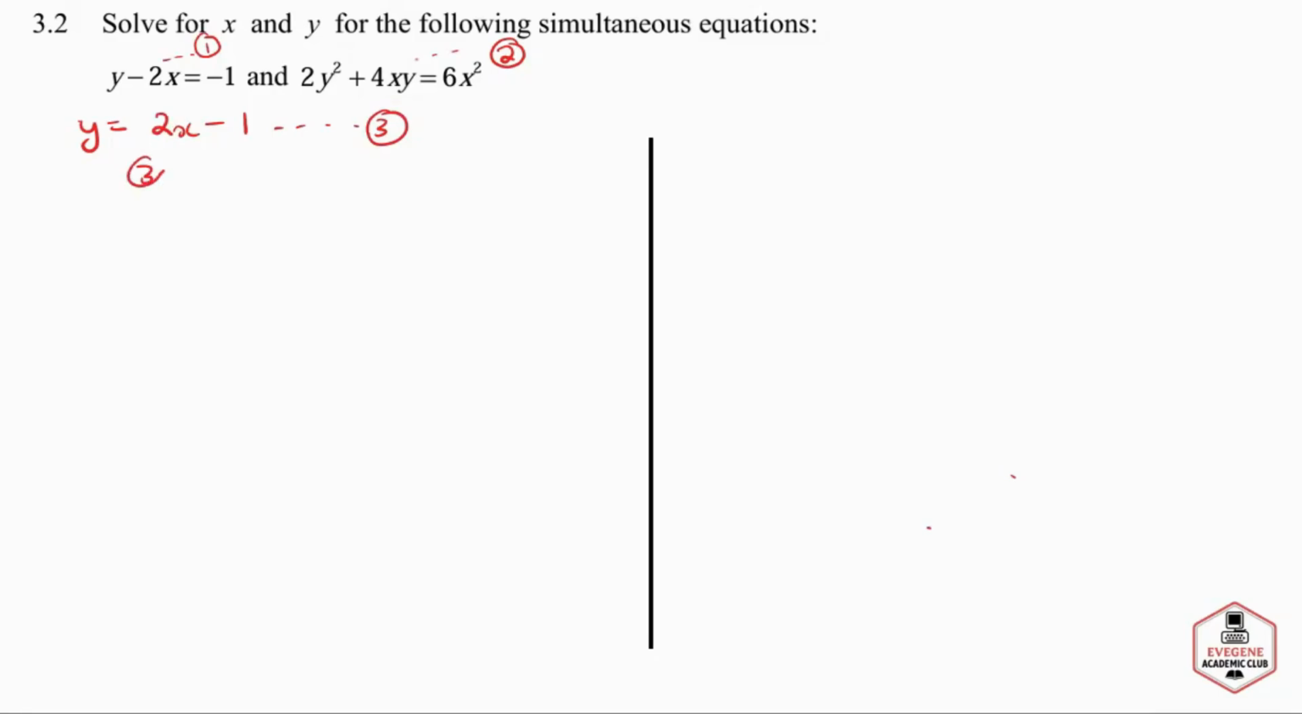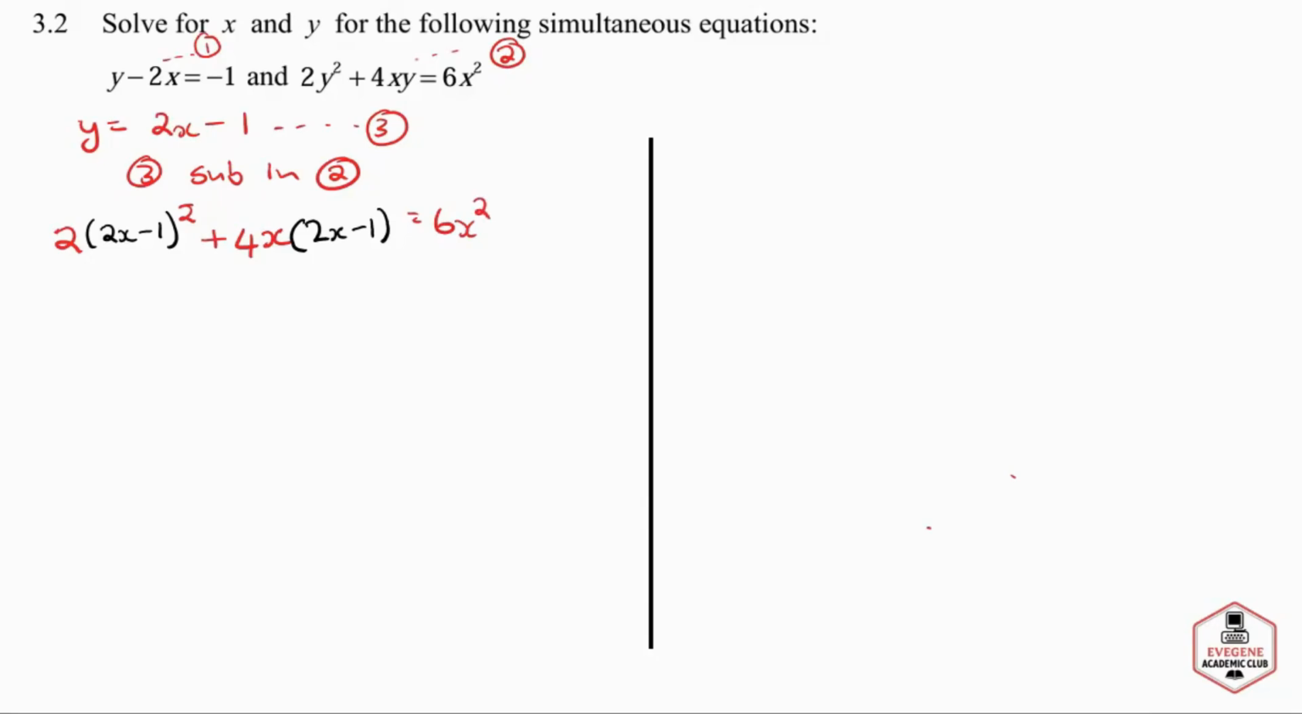And then from the third equation, I substitute into the second equation. In the place of y, I'm going to place 2x minus 1. That's what I'm going to place there. So I have (2x minus 1) all squared, plus 4x, right? Then I place my y again, this is 2x minus 1. Then this is equal to 6x squared.